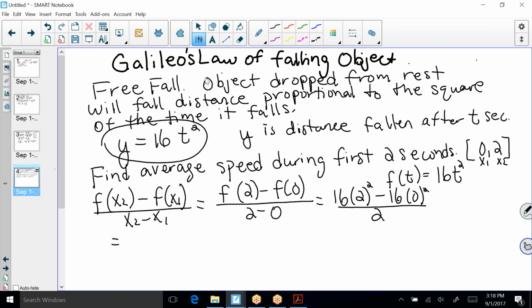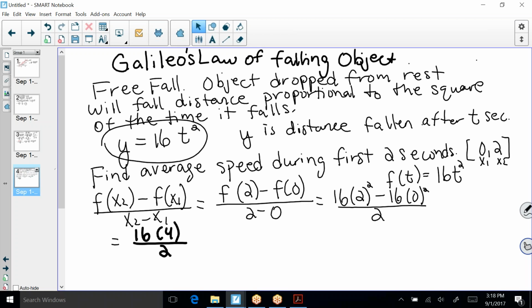And then let's evaluate that. That'll be 16 times 4 minus 0 divided by 2. And that's going to be 64 divided by 2, and that ends up being 32. And that's going to be feet per second.